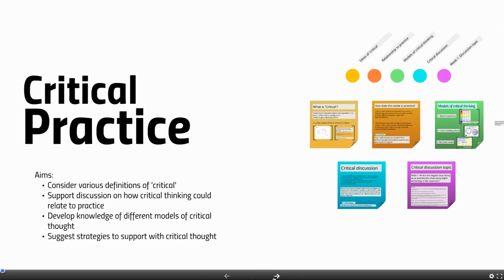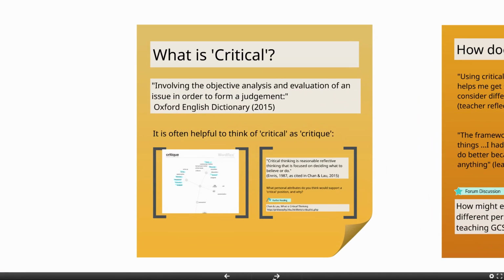Here we're going to be looking at critical practice. I'd like us to consider various definitions of critical. I'd like to think about how critical thinking can relate to our practice. I'd like to present you with some different models of critical thought, and hopefully this will suggest strategies that can support with critical thought. So first of all, what is critical?